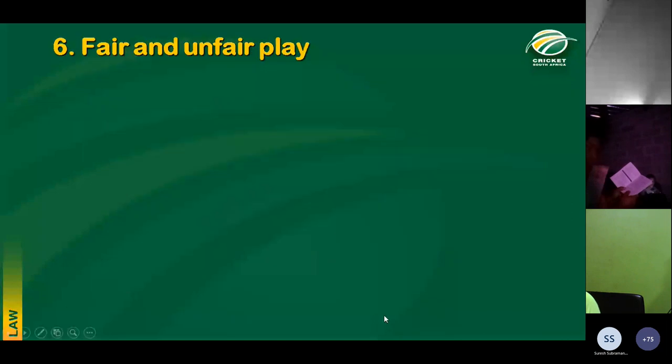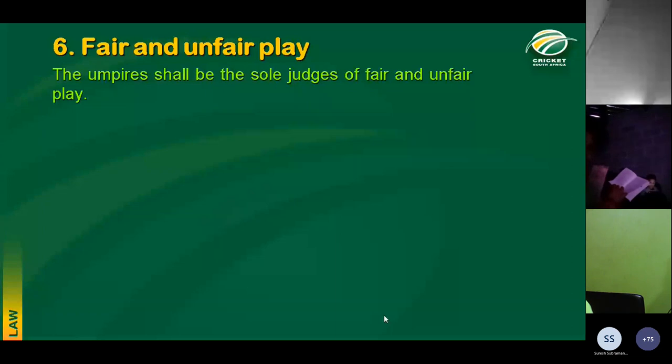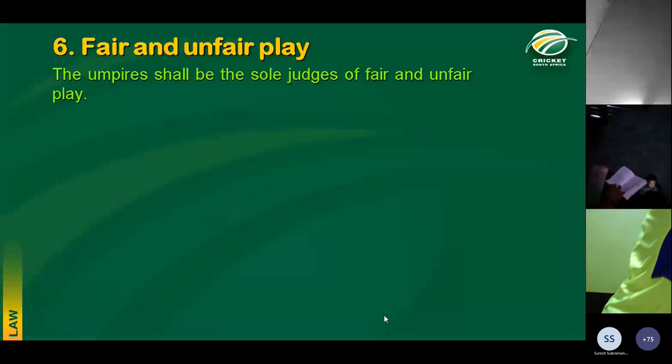Fair and unfair play. So who decides when play is fair and unfair? Is it the coaches? Is it the captains, the players? No, the umpires, they are the sole judges of fair and unfair play. We do have a specific law, Law 41, that covers unfair play. In level 2 and 3, we will go into detail with regards to unfair play. In level 1, unfair play is not examined, so we won't go through it. But in terms of who judges fair and unfair play, the umpires alone.